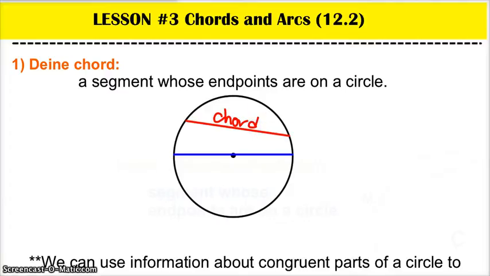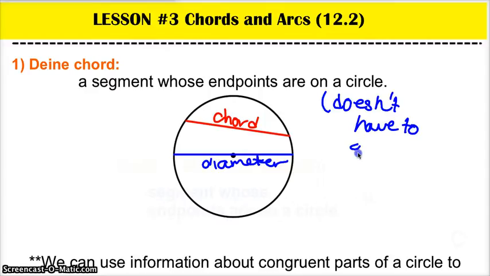The blue one is a special chord. We know it as the diameter, but chords don't necessarily have to go through the center of the circle. Probably worth jotting down too: a segment whose endpoints are on a circle doesn't have to go through the center. So it's a line that cuts across the circle.